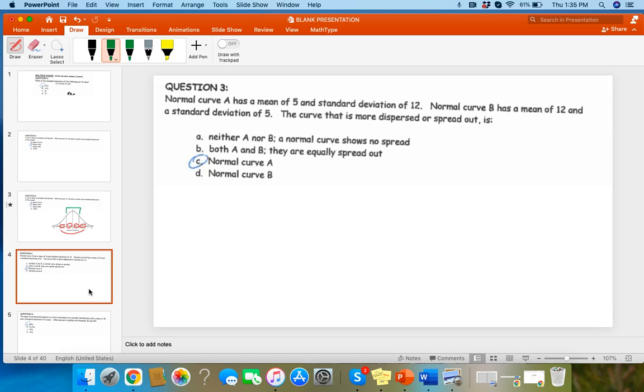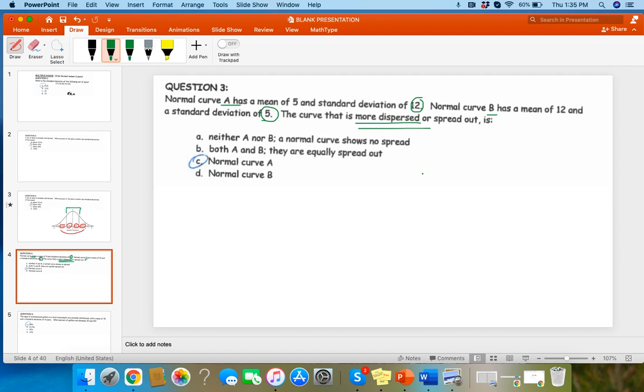Normal curve A has a mean of 5 and a standard deviation of 12. That's the most important part in this question. Normal curve B, so this guy was A, with a standard deviation of 12, and normal curve B has a standard deviation, I'm kind of jumping over the other, of 5. It asks you to describe which curve is more dispersed or spread out. And remember, we discovered that when the standard deviation was high, the data was spread further away from the mean. So the curve was very dispersed or flat. And so in this question, we're looking at an answer of normal curve A because the standard deviation is higher.